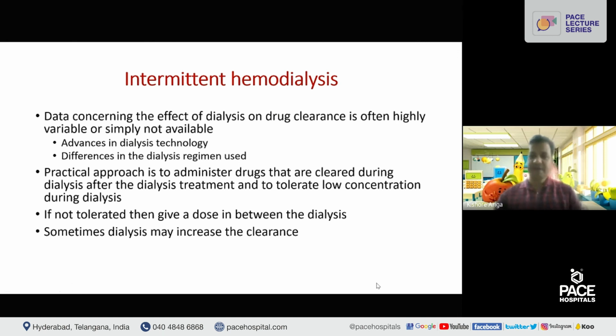In intermittent hemodialysis, during dialysis, the drug gets excreted. So what we usually do is give the drug after the dialysis, and we tolerate the duration of dialysis with low concentration. But sometimes, if that is not appropriate, we give a dose in between dialysis.